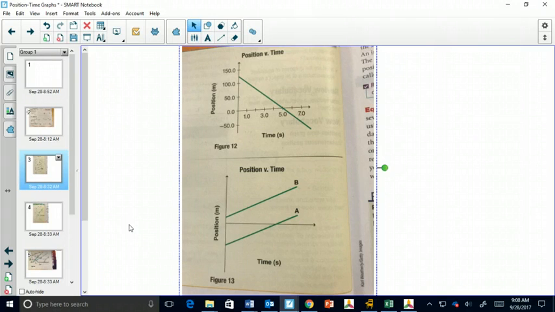All right, let's look at this one here in figure 13. In figure 13, can somebody describe for me what's happening? And again, position time. Lots of different kinds of graphs we can use. This is a position time graph. Can anybody describe what's going on here?